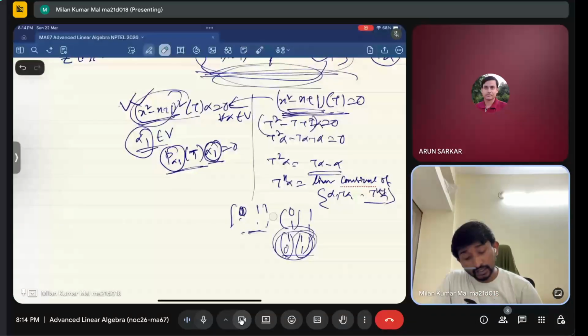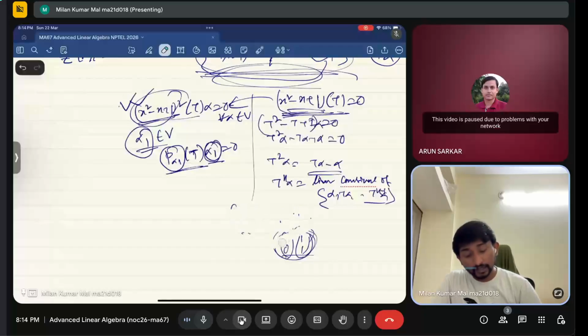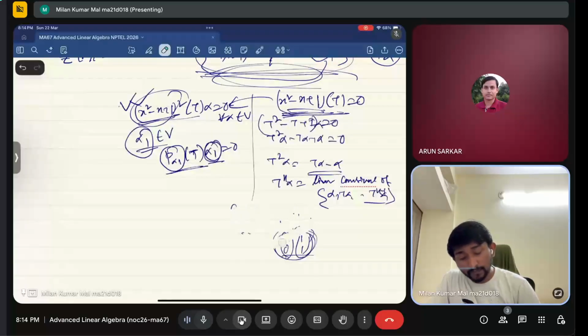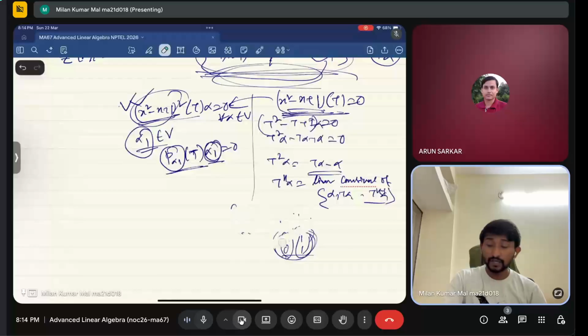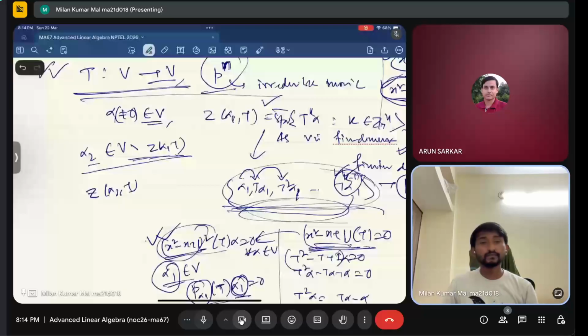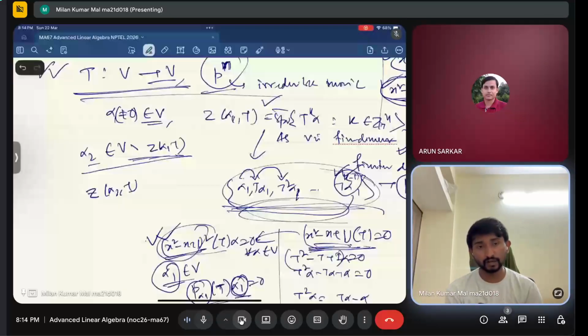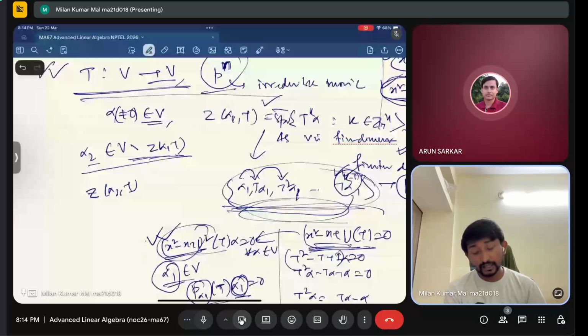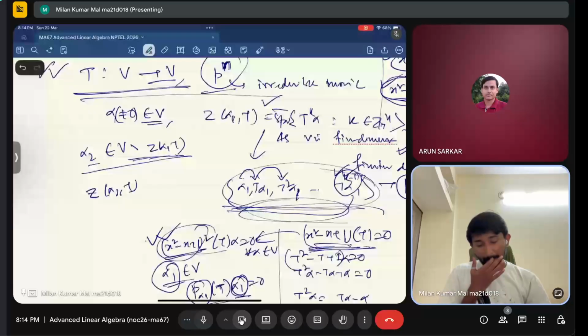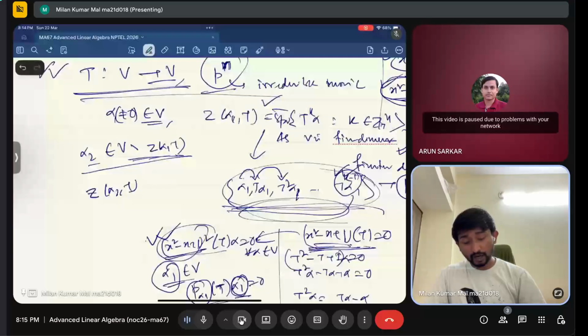And now we can consider alpha 2, another vector which is not in it. If, for example, there is no such vector alpha 2, that means Z alpha 1, T is actually the vector space V, right? If there is no such vector alpha 2, that means the vector space V will be cyclic, and in that case it is exhausted. We don't need to do more. In that case, the matrix representation of T with respect to V will be the companion matrix corresponding to this.